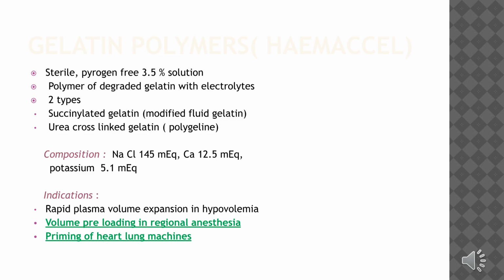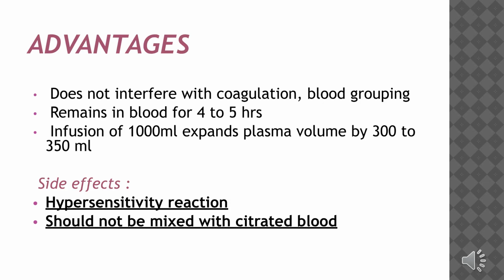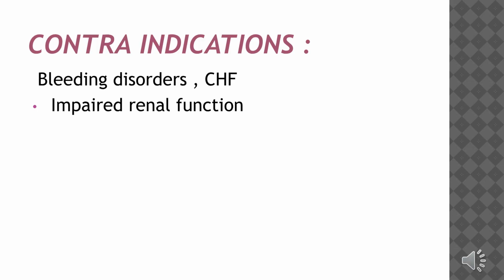Gelatin polymers like Haemaccel are sterile solutions of degraded gelatin with electrolytes, used for rapid plasma volume expansion in hypovolemia, volume preloading in regional anesthesia, and priming heart-lung machines. Advantages include not interfering with coagulation or blood grouping and remaining in the blood for 4 to 5 hours. Side effects include hypersensitivity reactions, and it should not be mixed with citrated blood. Contraindications for gelatin polymers include bleeding disorders, CHF, and impaired renal function.